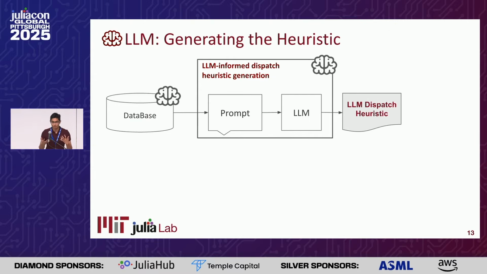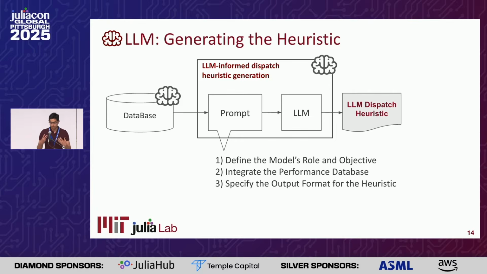All right, so now this is the fun part. How do we actually generate the heuristics? We're going to utilize LLMs here. The way we do this is we provide the database as a prompt to the LLM, and this prompt is split up into three sections. The first section defines the model's role and objective. By this, I mean we tell the model, hey, you are an expert at LU factorization, can you determine some sort of optimal heuristic by analyzing this database. Then we provide the performance database to analyze, and then we specify what the output format of the heuristic should be.